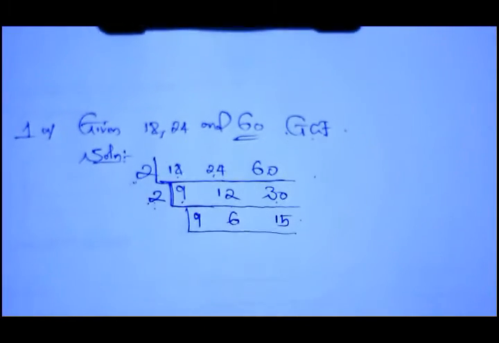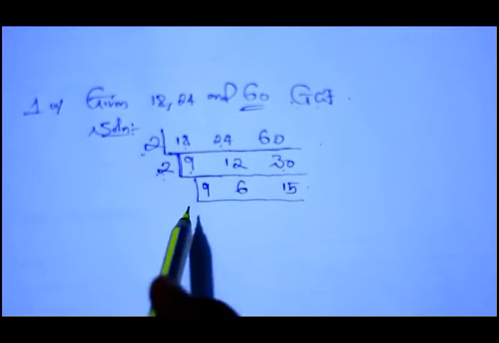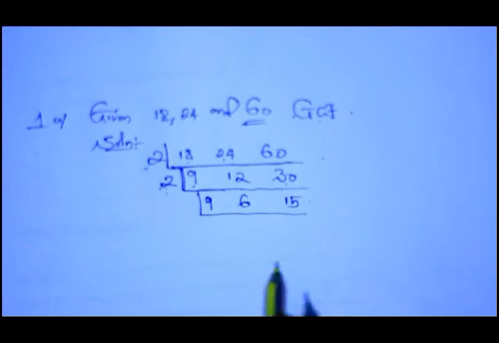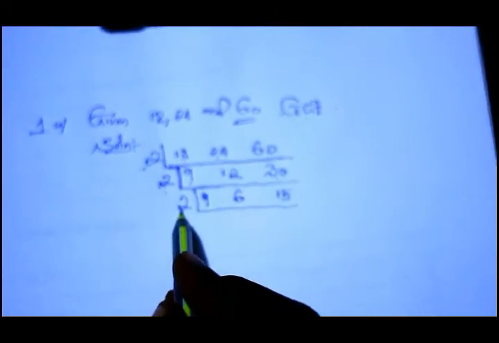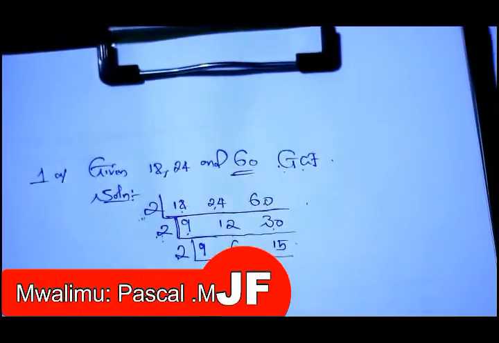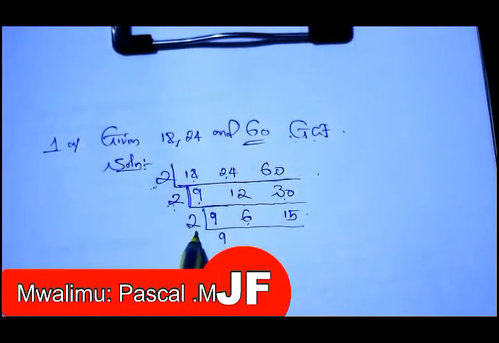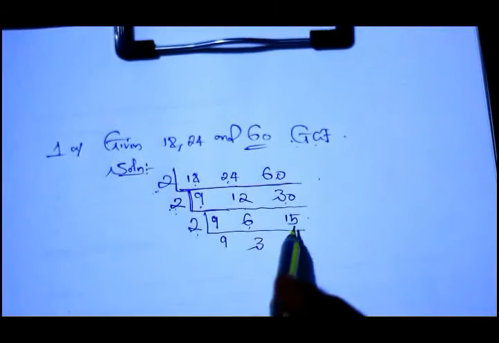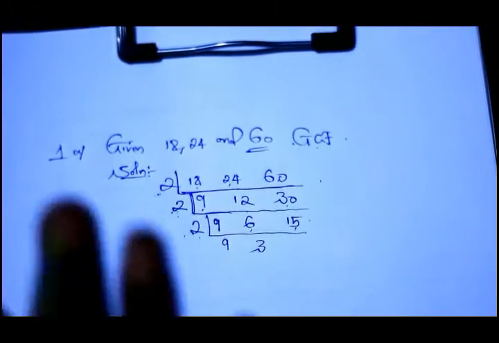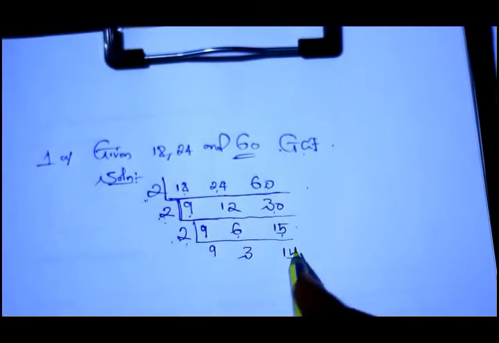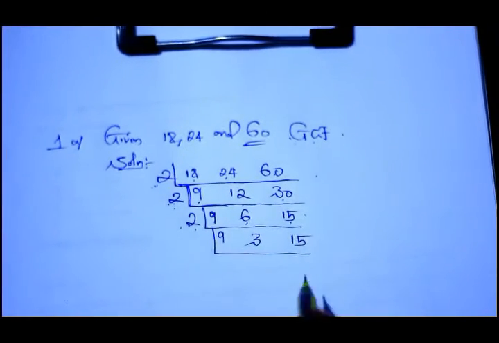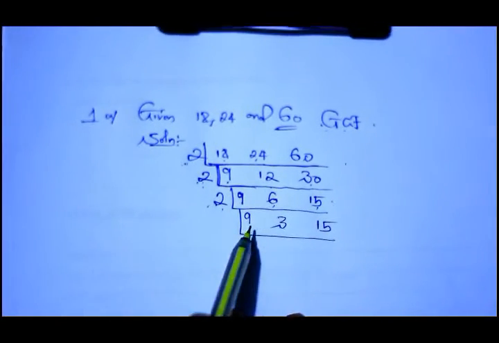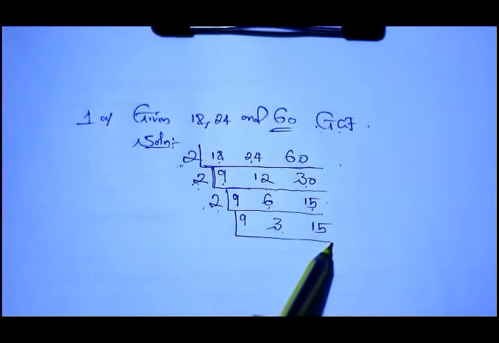We are continuing. Then taking the smallest number that can divide 9, 6, and 15, you ask yourself, and you get that it is 2. Then 9 divided by 2, you get 4 with remainder 1, so we take 9 as 9. Then 6 divided by 2, you get 3. 15 divided by 2 has a remainder, so 15 stays as 15. Then you ask yourself, what is the number that is going to divide 9, 3, and 15 without any remainder?